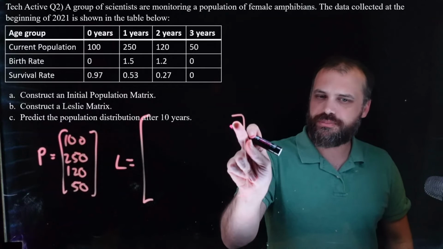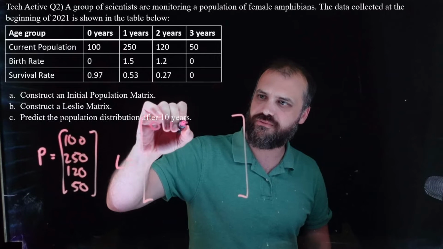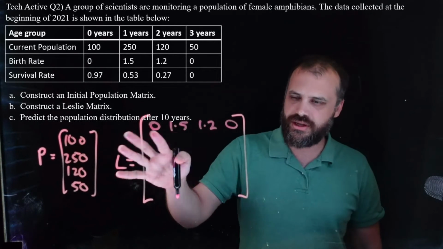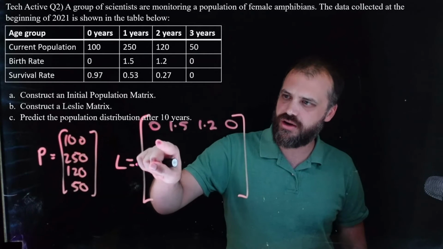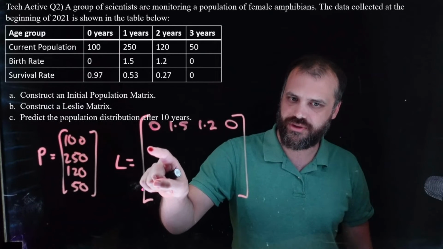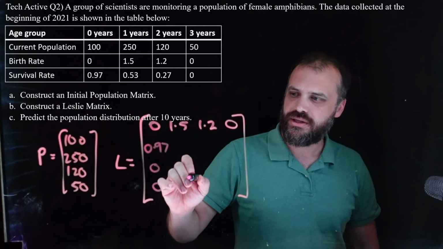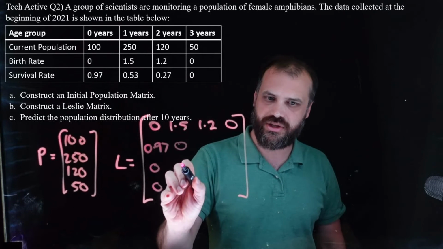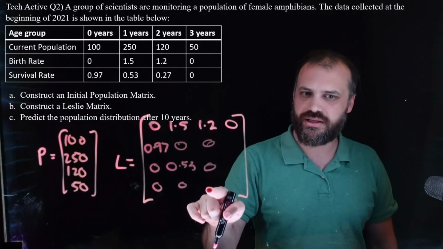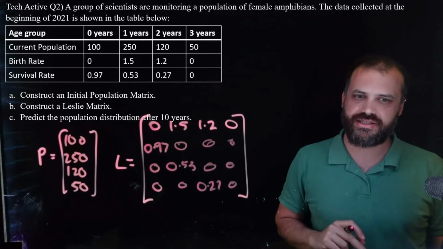Part B, construct a Leslie matrix. Okay, now along the top here, this is where we put our birth rates. All right, so 0, 1.5, 1.2, and 0. Now, the rest of it's almost all zeros, but our survival rate goes along a diagonal, starting here, right? So survival rate, 0.97. The rest is zeros. Okay, there's a 0 there, and then diagonally 0.53, and a 0 there, and 2 zeros there, and then the last survival rate 0.27, and then a 0, and a 0.